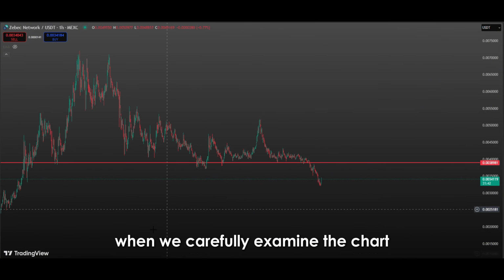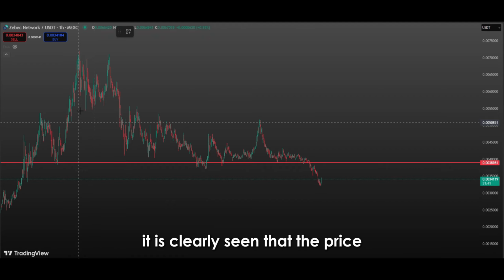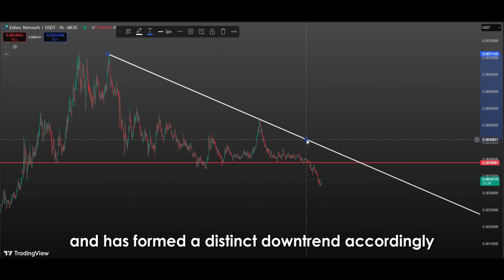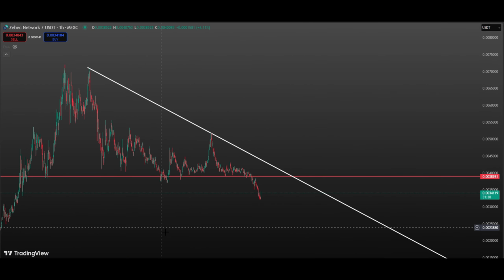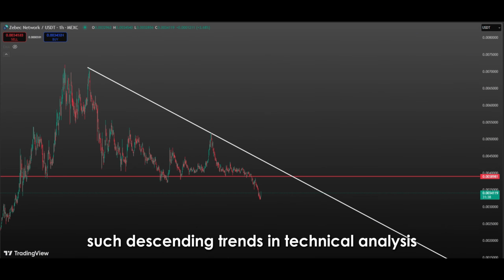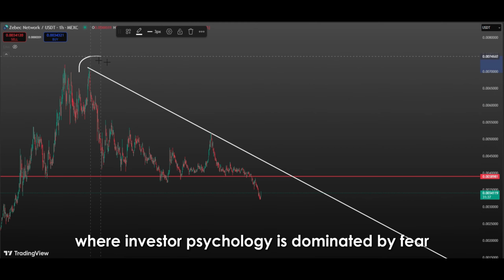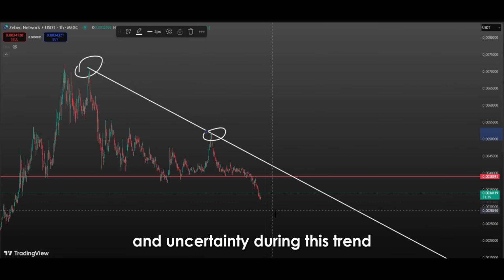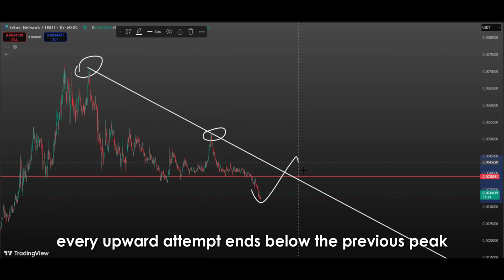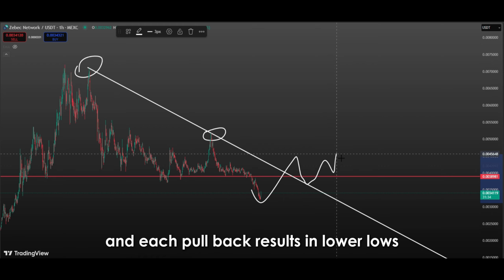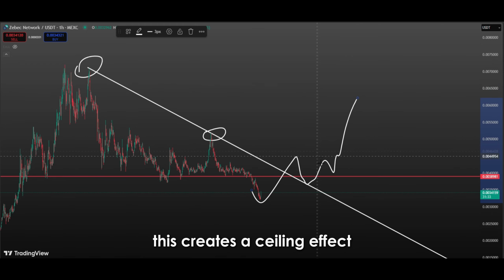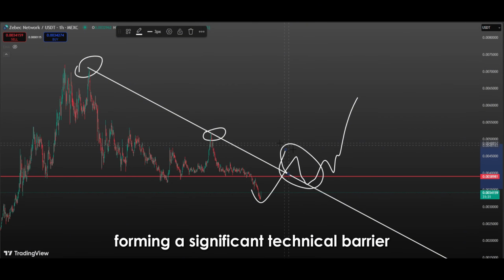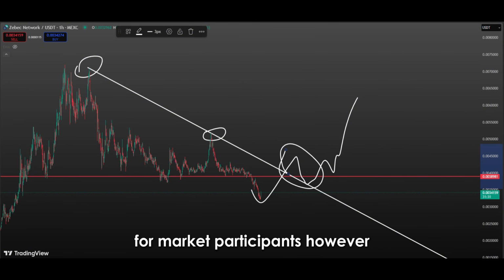When we carefully examine the chart, it is clearly seen that the price has been following a downward trajectory for a certain period and has formed a distinct downtrend accordingly. Such descending trends in technical analysis often reflect periods where investor psychology is dominated by fear and uncertainty. During this trend, every upward attempt ends below the previous peak, and each pullback results in lower lows. This creates a ceiling effect that presses down on the price in conjunction with the trend line, forming a significant technical barrier for market participants.